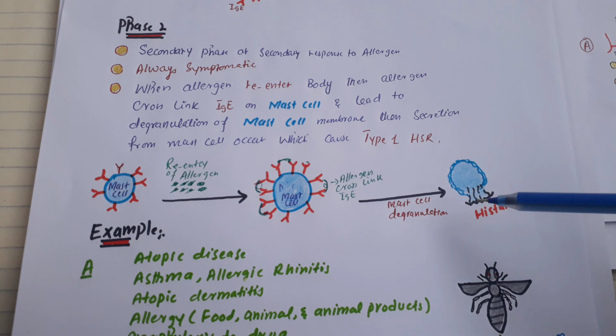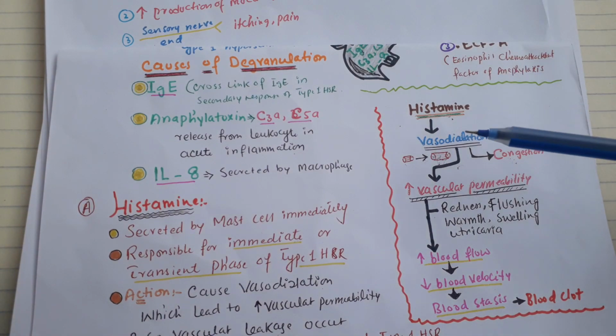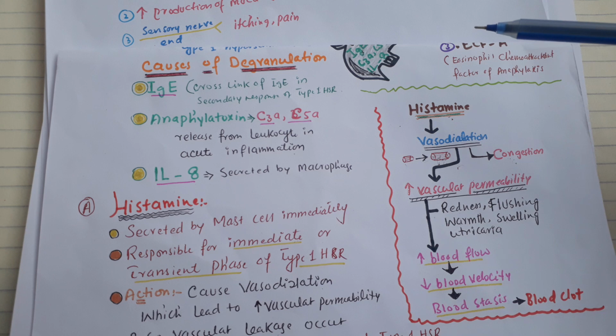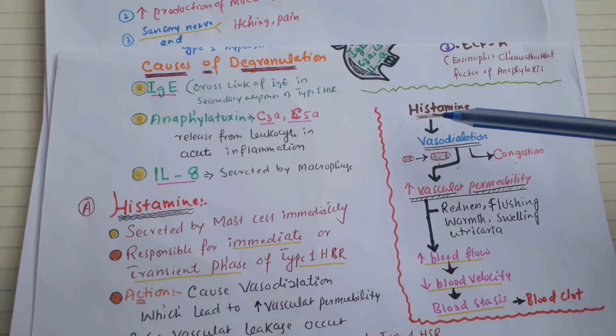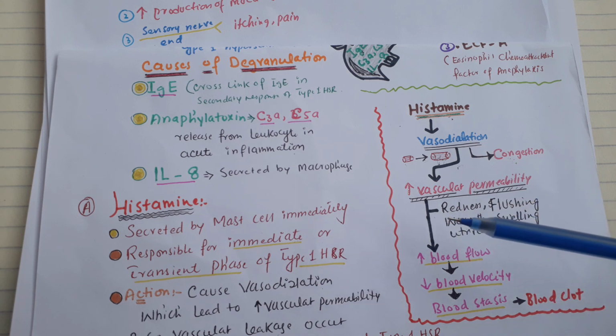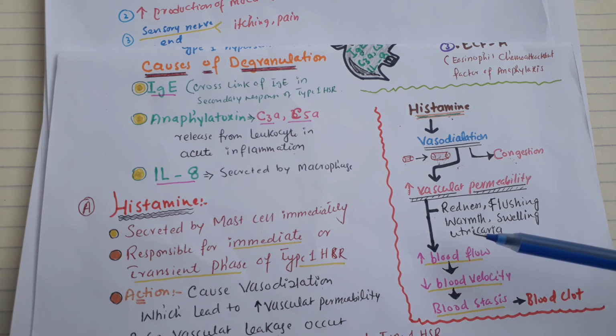Now this histamine, as I already explained in the last video, please watch my video on mast cells. There I explained that this histamine causes vasodilation, and because of vasodilation there will be an increase in blood flow. This comes under the signs and symptoms of type 1 hypersensitivity reaction. If the blood flow is increased, in that area there will be redness, flushing, and warmth. As vasodilation increases, there will be increased vascular permeability, so vascular leakage will occur. The fluid will move from the blood vessel into the nearby area, and that will lead to swelling or urticaria, which is a swollen area on the skin.